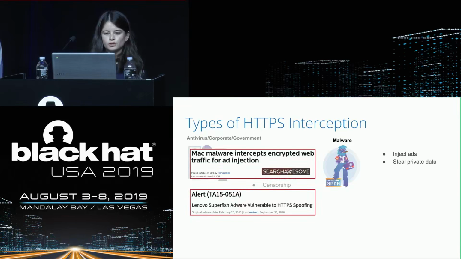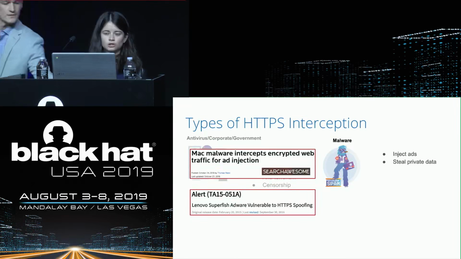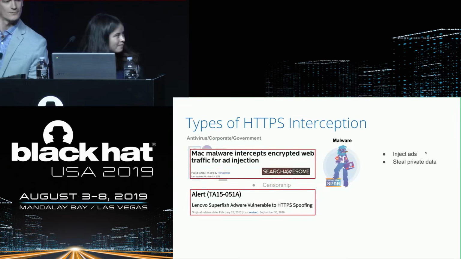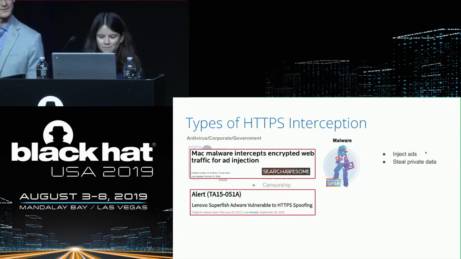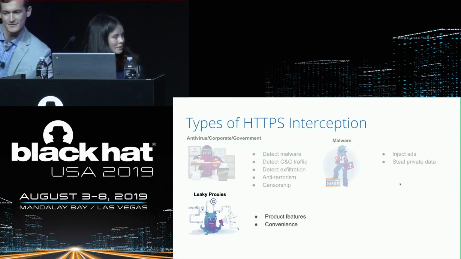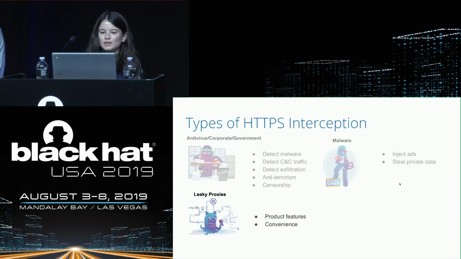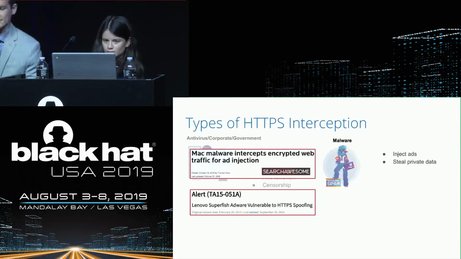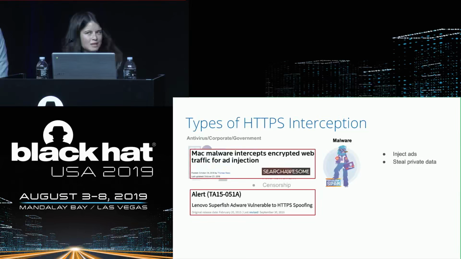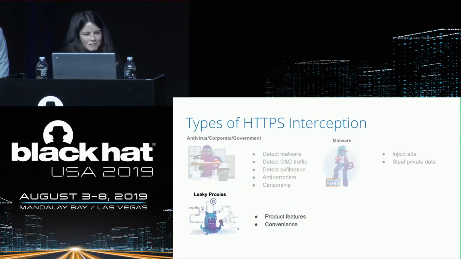A third class of interceptors are poorly implemented and often unnecessary proxies that increase a connection's attack surface. Oops. Did that work? Let's try that. There we go. This is what happens when you have AV troubles right before you give a talk, but it will be fine. Cool.